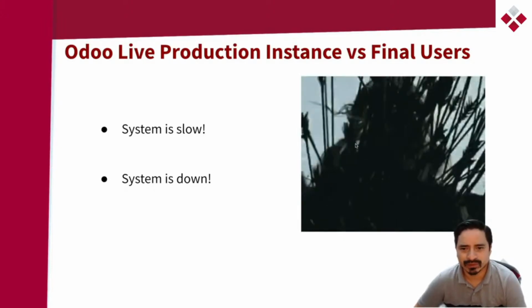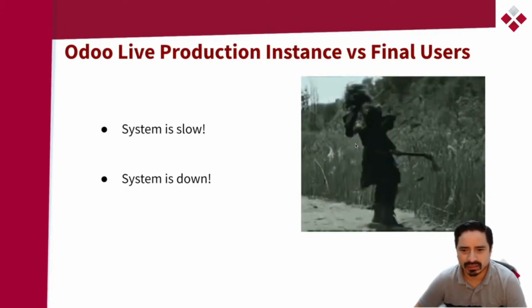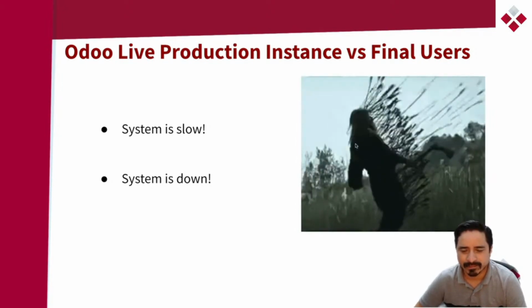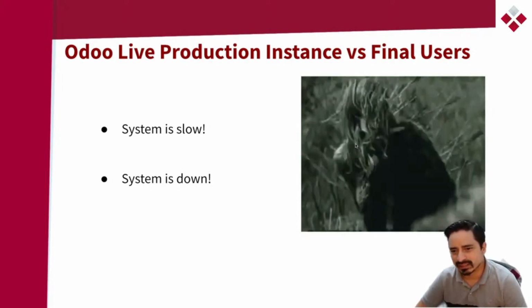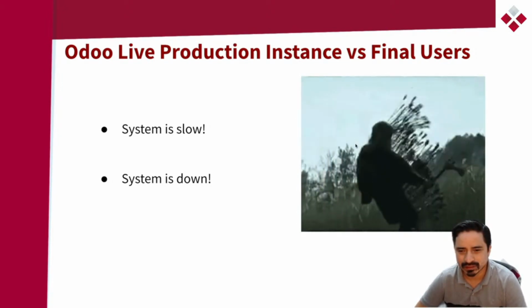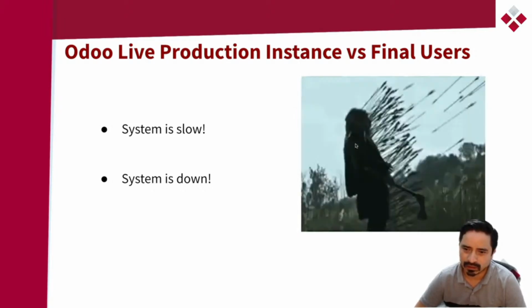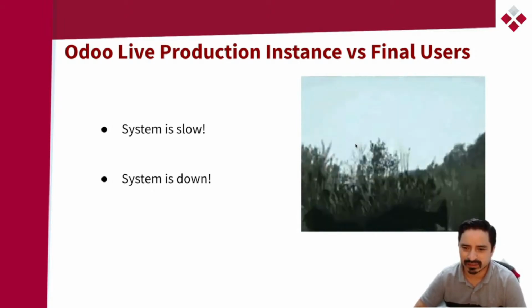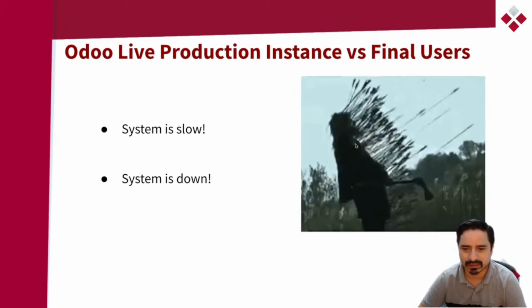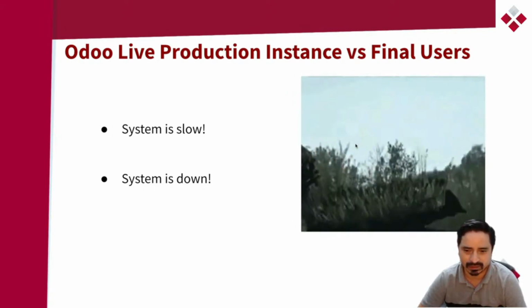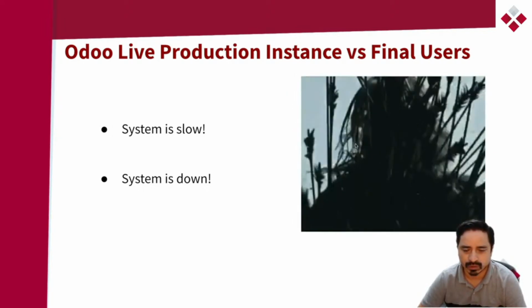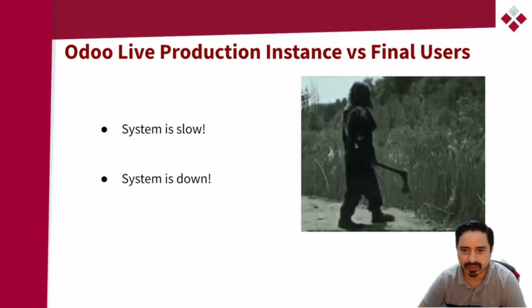The Odoo live production instance looks like this: a guy versus the final users. That is the bottleneck, because all the users are using the same system, and so the system starts to go slow and the system goes down.